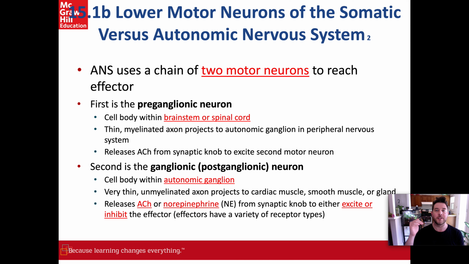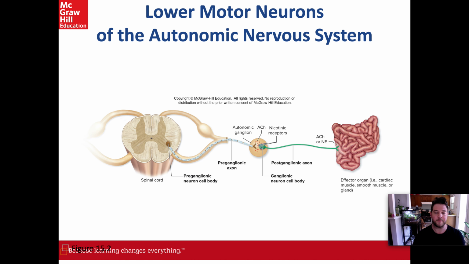So the preganglionic neuron is going to release acetylcholine. It is going to be excitatory. The second neuron, the postganglionic one, is going to release norepinephrine or acetylcholine and can be excitatory or inhibitory. This is that essential structure of the lower motor neurons for them. You have this preganglionic cell body within the spinal cord, and the axon of the preganglionic neuron. You have the autonomic ganglion, where it synapses with this postganglionic neuron that then goes to the effector. So that is your autonomic nervous system, your motor neurons for those.